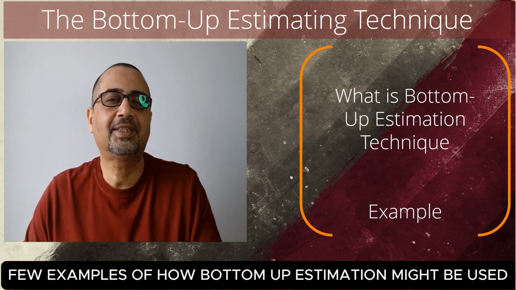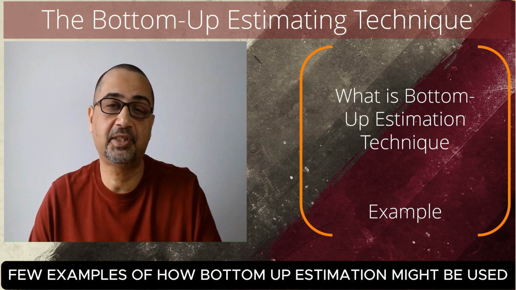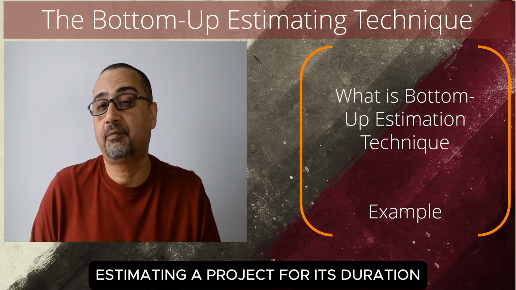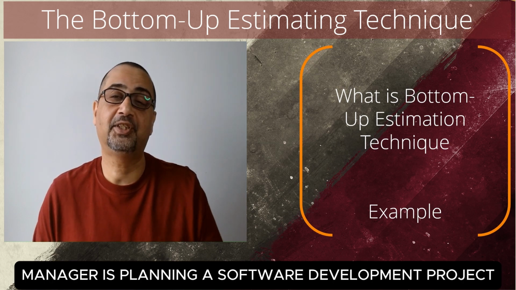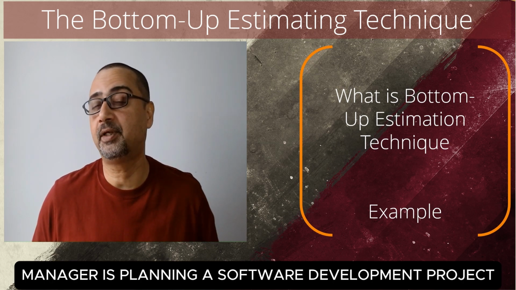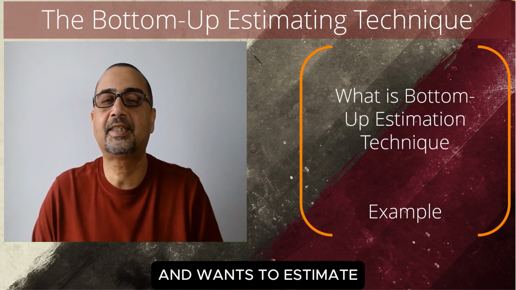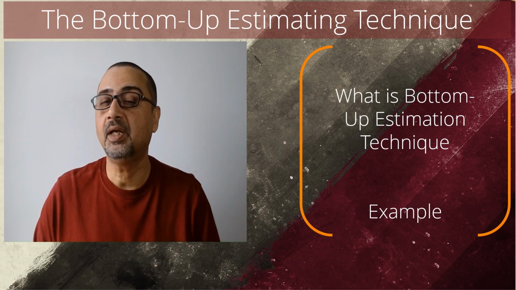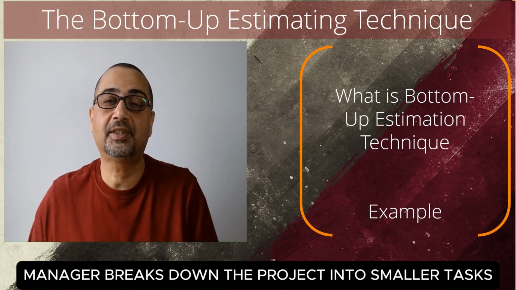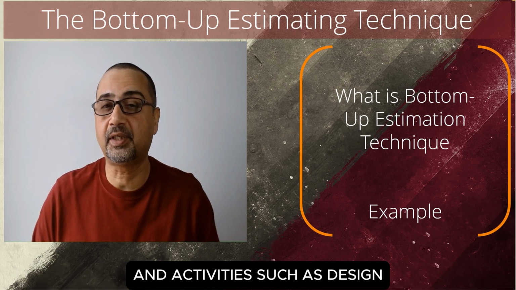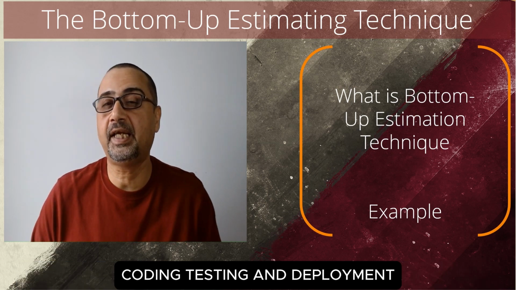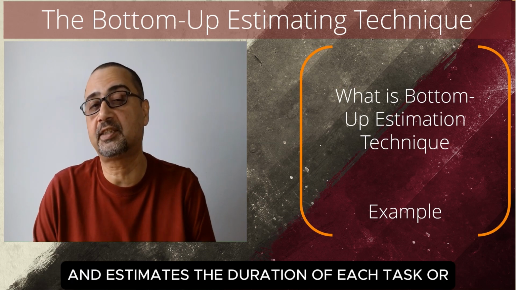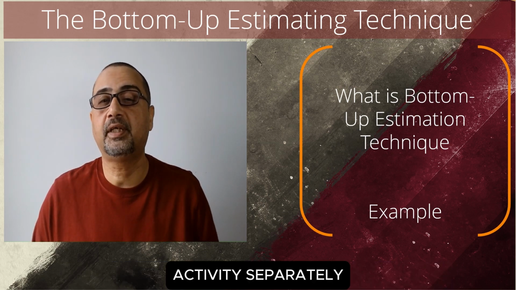Let's have a few examples of how bottom-up estimation might be used. Estimating a project for its duration. A project manager is planning a software development project and wants to estimate the length of time it will take to complete the project. The project manager breaks down the project into smaller tasks and activities such as design, coding, testing, and deployment, and estimates the duration of each task or activity separately.